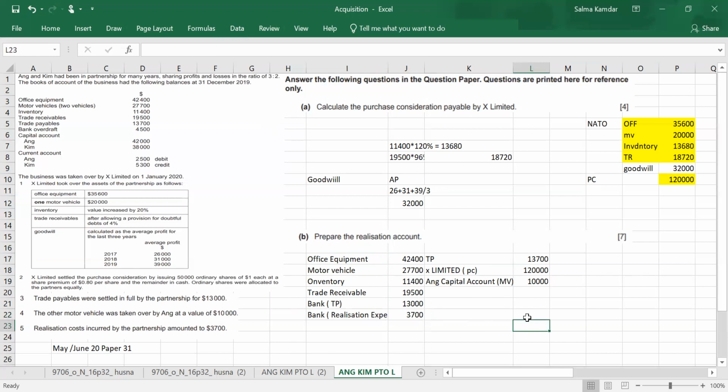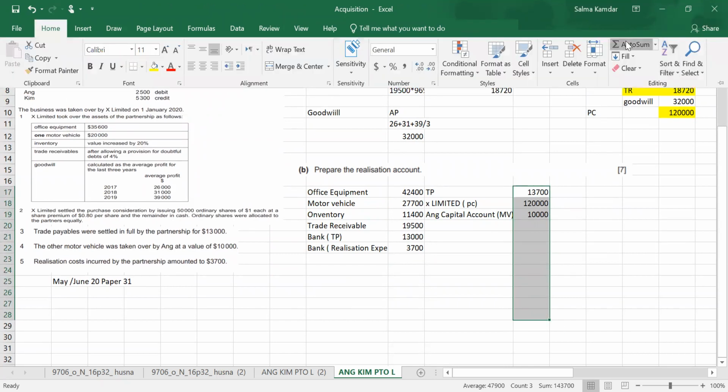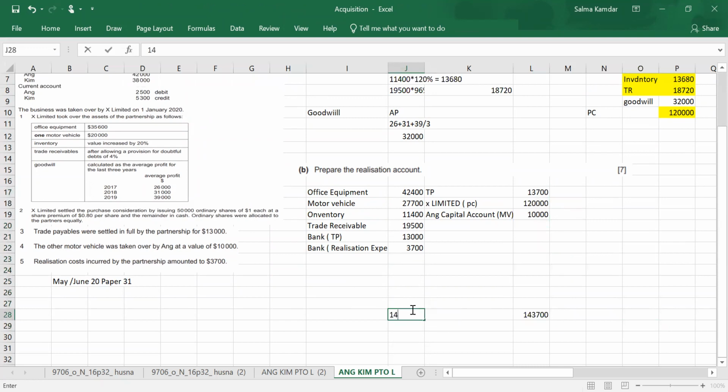I need to find the profit or loss on realization. Purchase consideration has to come over here. Let's do the total of both the sides. This is 143,700. The debit side total is 117,700. So I have a profit on realization, which is 26,000.